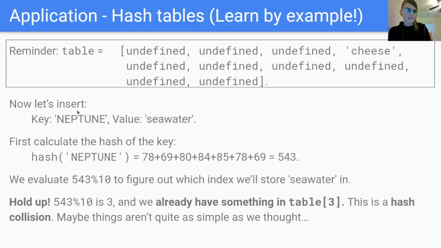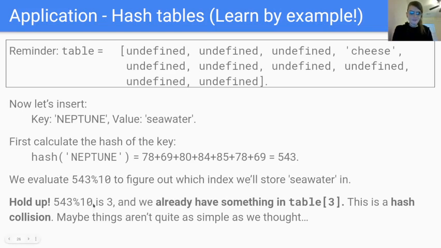Let's try something else. Let's insert the key Neptune and the value seawater. So first we hash Neptune, and this is just all the ASCII codes of the characters added up. We get 543. 543 mod n, which is the last digit, because when you divide it by 10, the remainder is just the last digit. So we're going to store it in index 3.